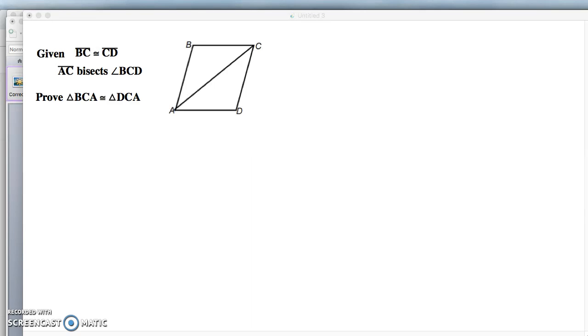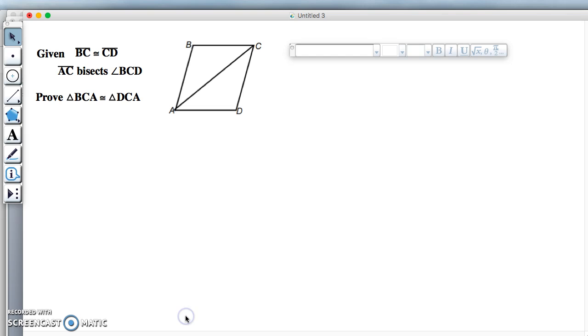The first step is going to be to take our givens and rewrite them horizontally, and then write what you're going to prove down here. So go ahead and do that and hit the pause button.